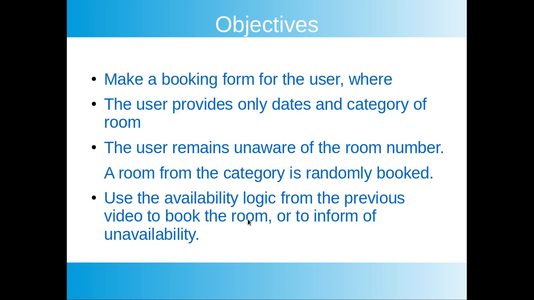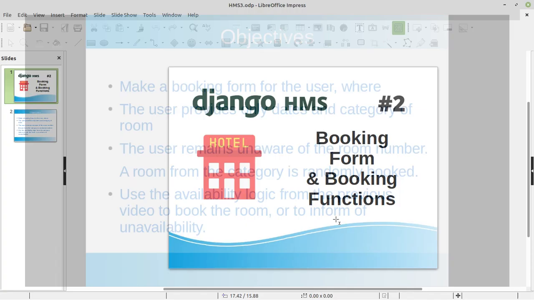Okay, in the previous video we had made an availability logic to check if the room is available or not. We are going to use that logic in this video and check if the room is available. If it is, then we are going to book it. And also this is important that the user remains unaware of the room number, because it's quite easy to provide the room number and book the room, but we don't want the user to be knowing which room he is booking. He just has to know the category and the room is booked for him.